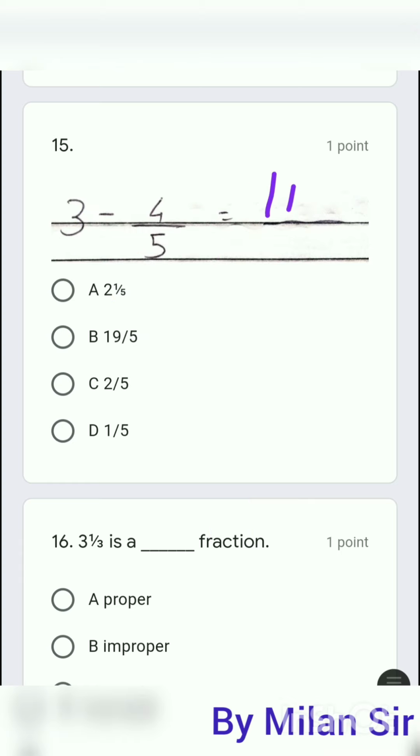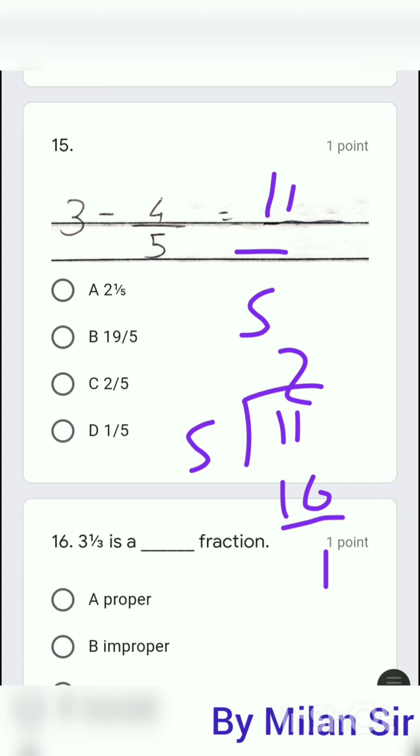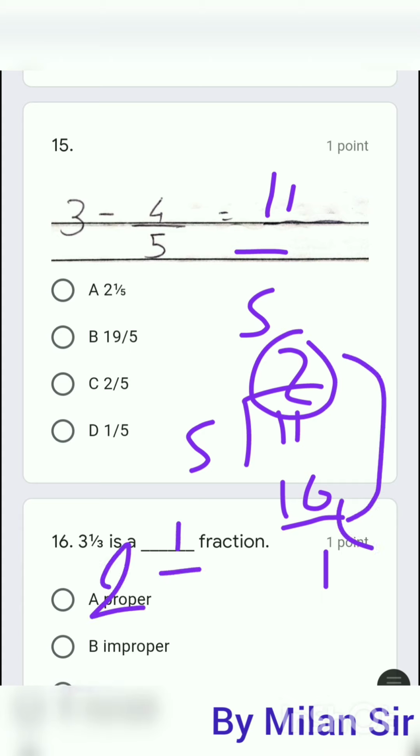Now 11 by 5 is an improper fraction, so we can convert it into a mixed fraction. So 11 divided by 5, 5 twos are 10, 1 is the remainder. The answer is 2, and then in the numerator 1 and denominator 5, so 2 integer 1 by 5, so option A is correct. The quotient is 2, remainder is 1, divisor is 5, so 2 integer 1 by 5, this is the correct answer.